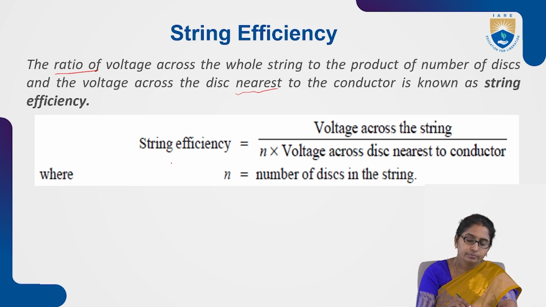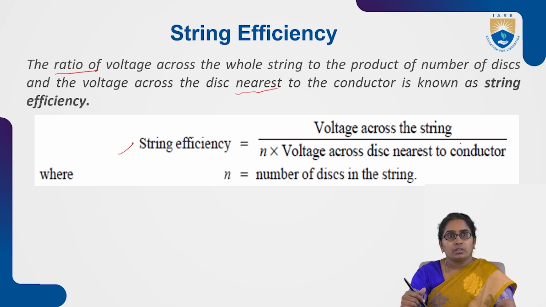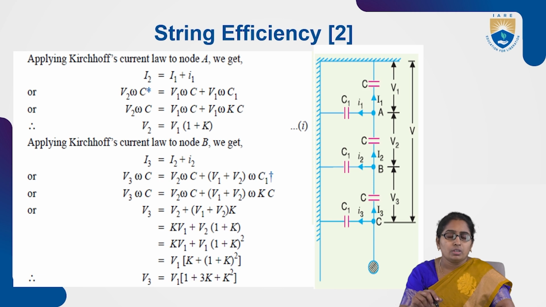So the expression: in the numerator is the total voltage, the voltage across the whole string, divided by n times the voltage across the disc nearest to the conductor, where small n is the number of discs in the string. Now see the mathematical calculation to get that string efficiency. This derivation is taken from my reference.